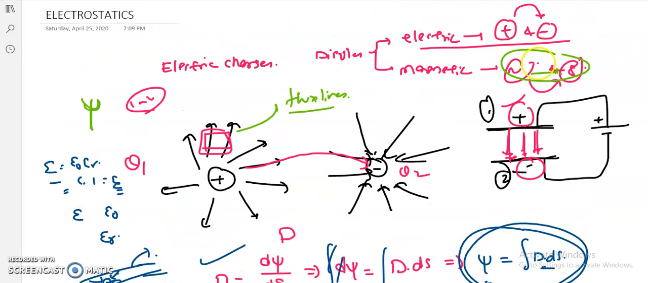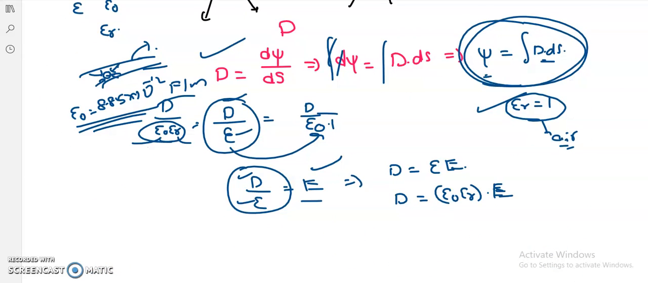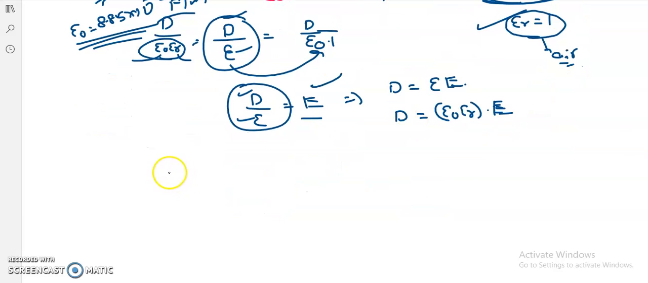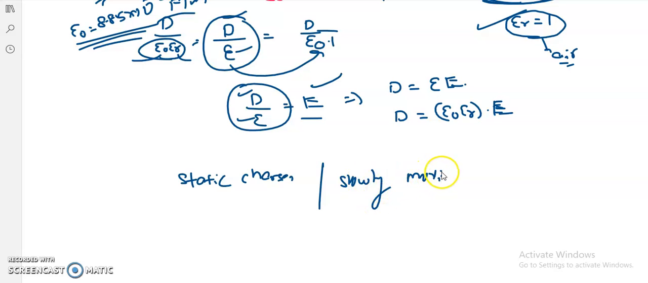So after going through all these things, now coming to the definition of electrostatics: electrostatics means these are certain kinds of fields, the fields which exist due to static charges. Static charges are slowly moving charges. Okay, both these two.